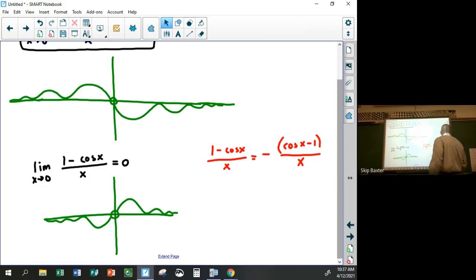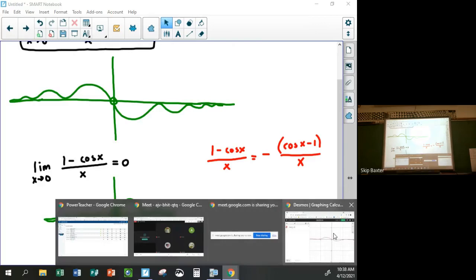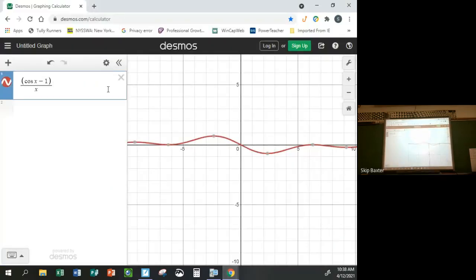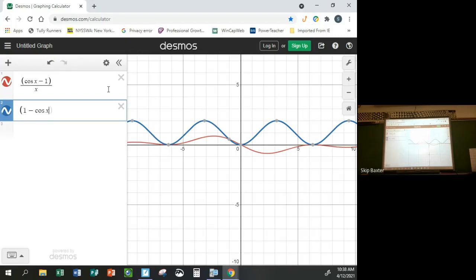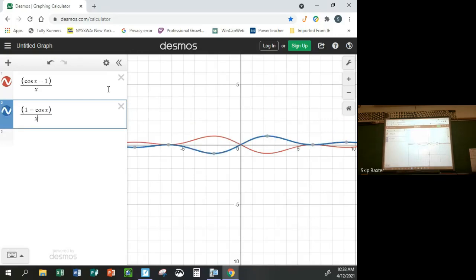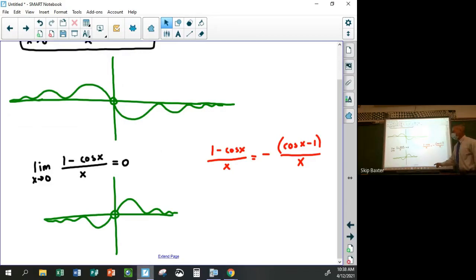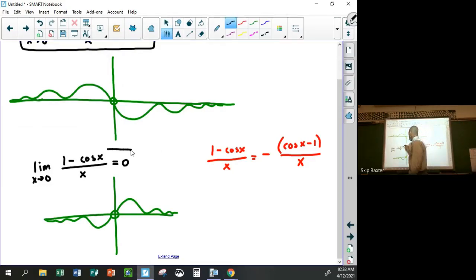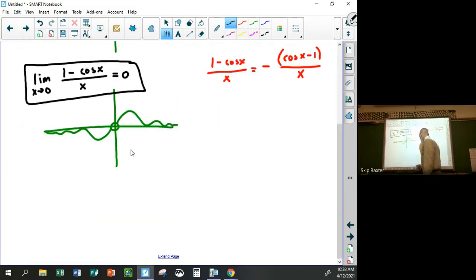If I go to Desmos again and graph this, I'll even graph it on the same set of axes. If I graph 1 minus cosine x divided by x, you can see it's just totally the reflection of that original graph. It looks exactly the same. So there's 4 special limits you need to be aware of here.